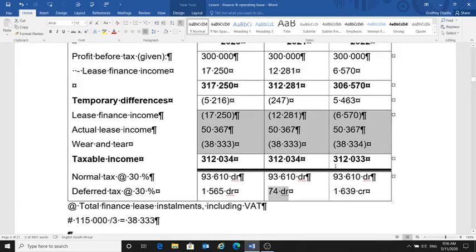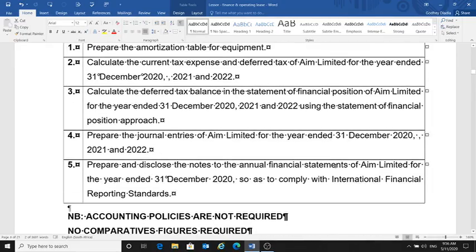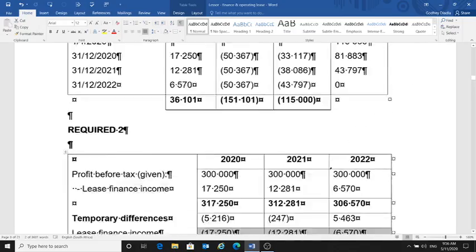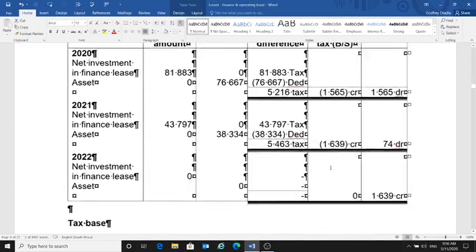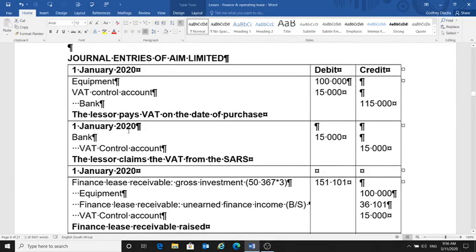Okay, right, let's check what is my fourth requirement, journal entries. So I must do the journal entries. Here we go. Where are the journal entries? They're here. Remember, they said we bought the asset on the first. So we debit the asset here.